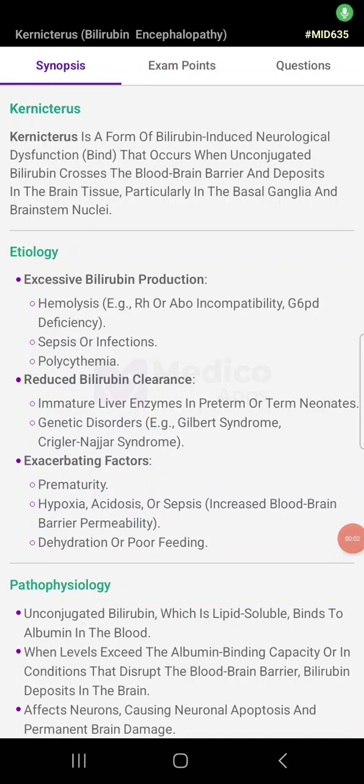Kernicterus. This is a form of bilirubin-induced neurological dysfunction that occurs when unconjugated bilirubin crosses the blood-brain barrier and deposits in the brain tissue, particularly in the basal ganglia and the brainstem nuclei.